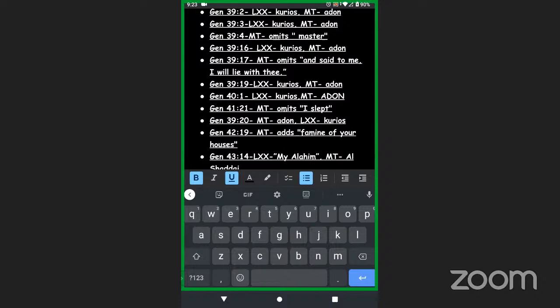Genesis 39, verse 2, the Masoretic text has the word Adon or Adonai there. Septuagint has Kurios. Same thing with Genesis 39, verse 3. And again, I'm going to give you guys some links on that. We really don't have time to explain that because it would take a pretty decent while for me to explain where Adonai actually came from, the modern Hebrew word Adonai, and why there's really no equivalent for it in the Septuagint.